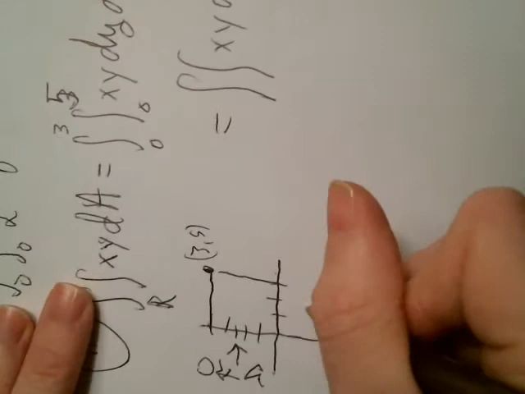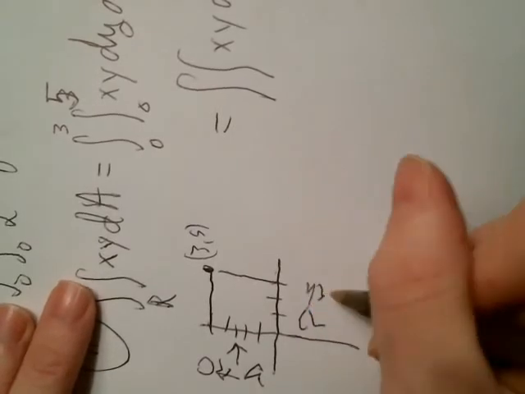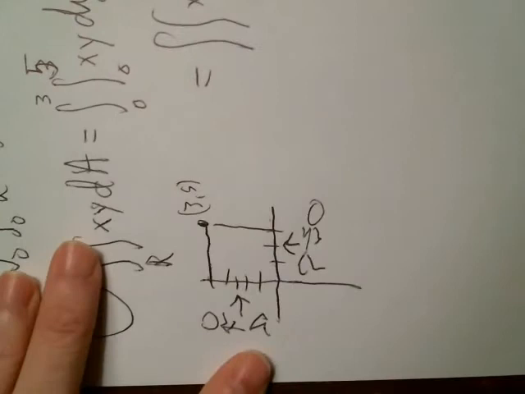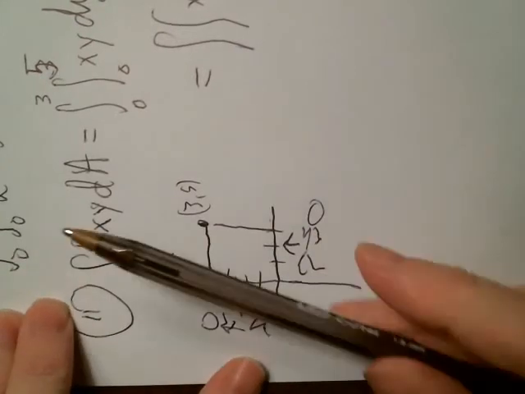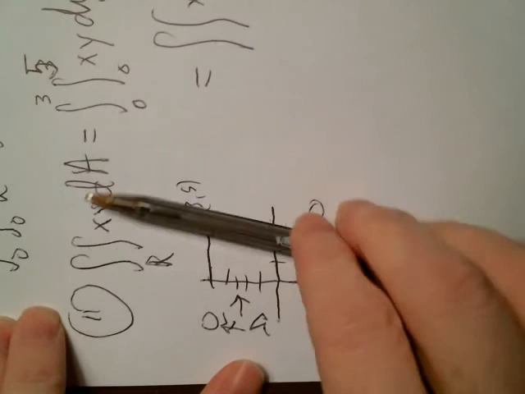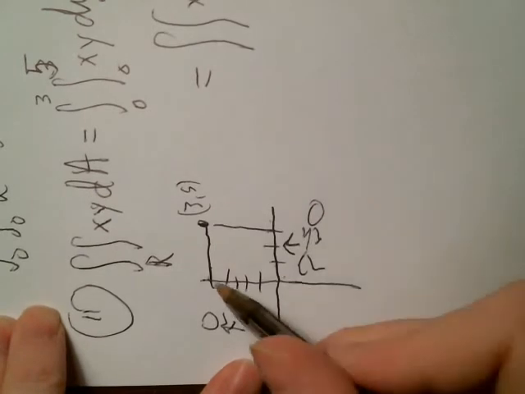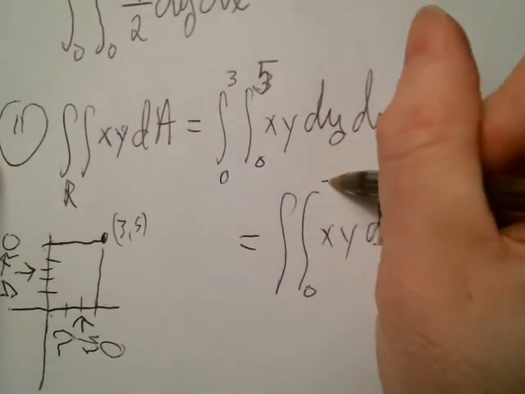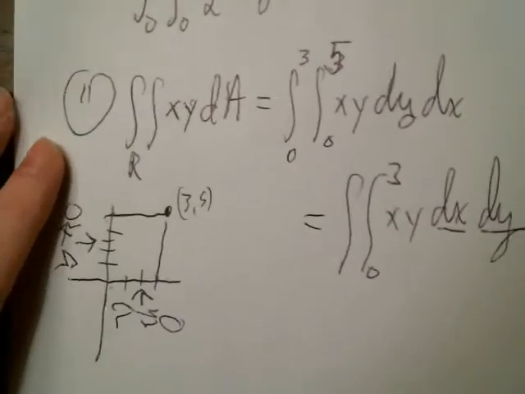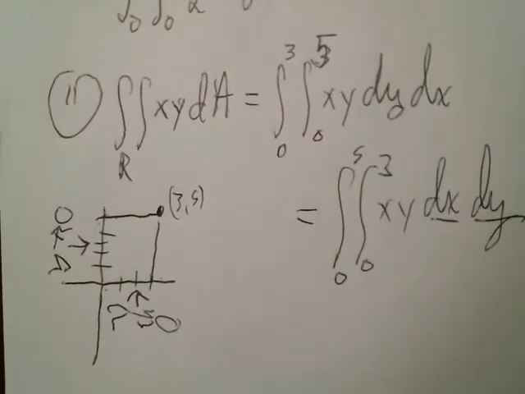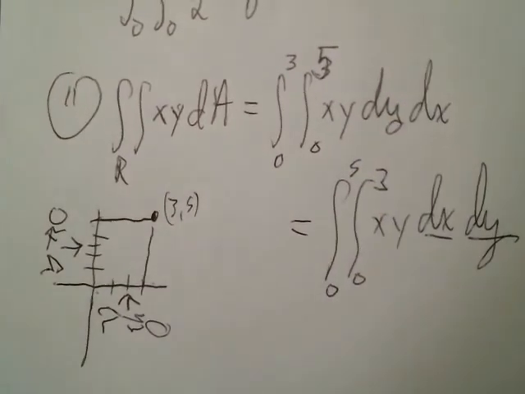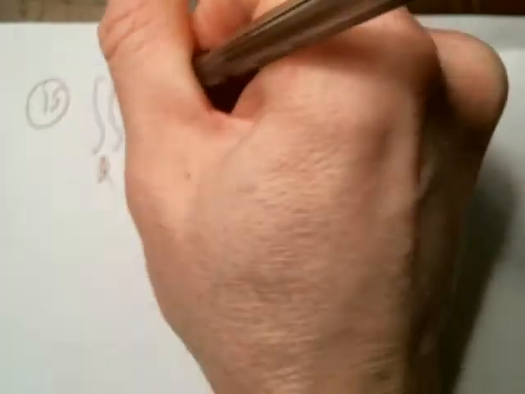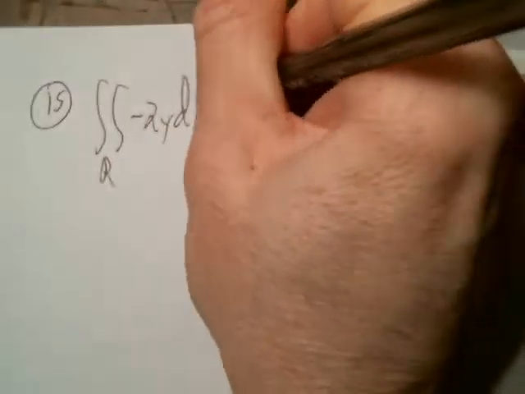And the other orientation, I'm going in now this direction. The curves x equals 0 to x equals 3, and then the Riemann man is going from 0 to 5. So x equals 0 to x equals 3, and then the Riemann man is going from y equals 0 to y equals 5. Okay. Try another. Number 15. I got the double integral over this region R of negative 2y dA.